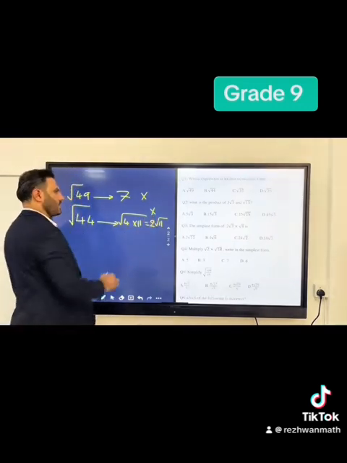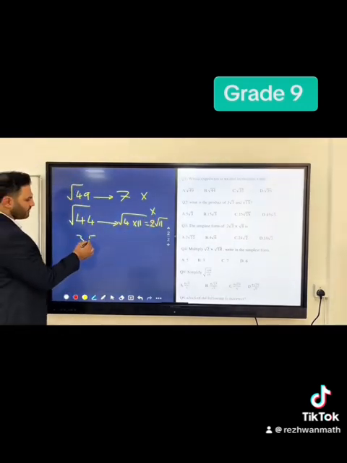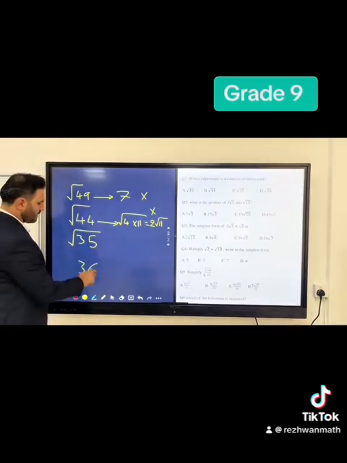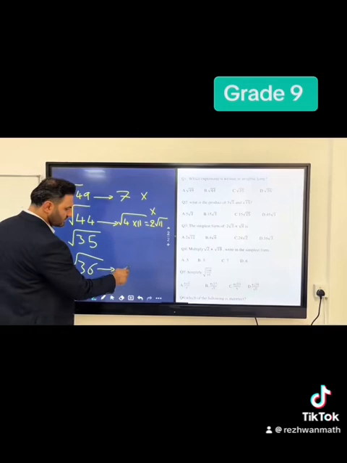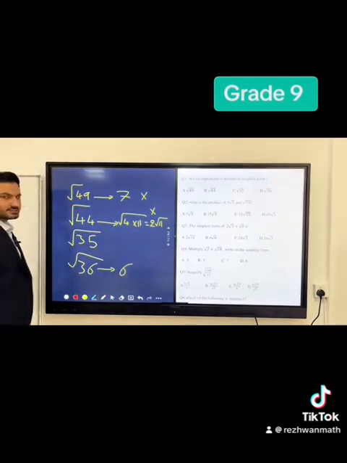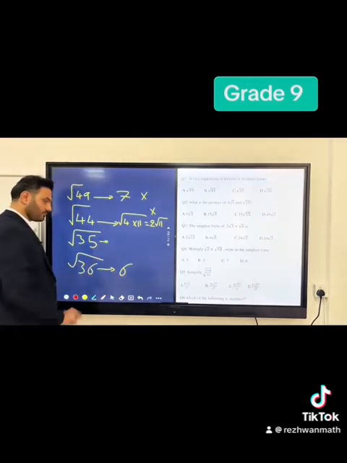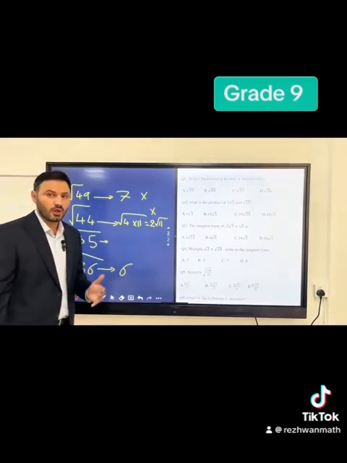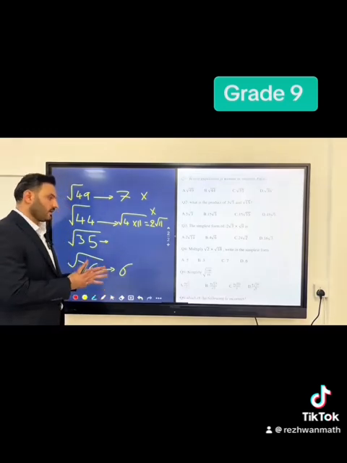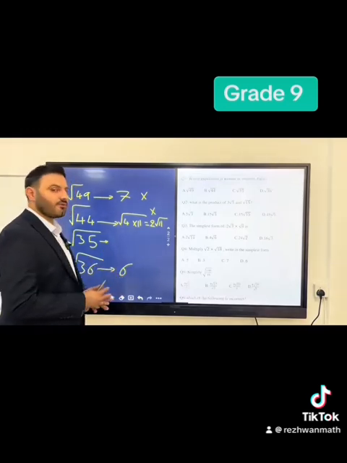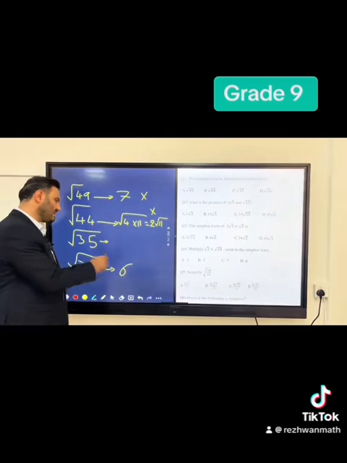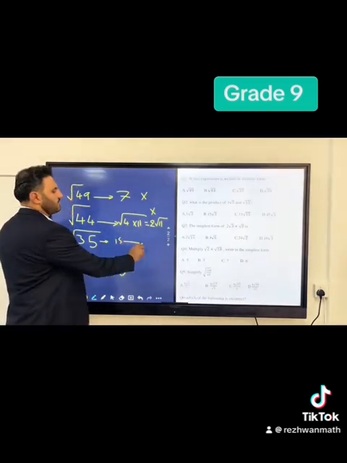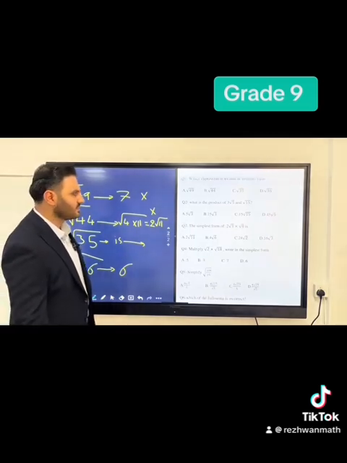So it's not correct. How about 35 and 36? Because 36 is a perfect square, we can simplify it. The square root of 36 is 6. And how about square root 35? Can we simplify 35? No, because we don't have perfect square factors to simplify square root 35. So 35 is in the simplest form. So the right answer is C.